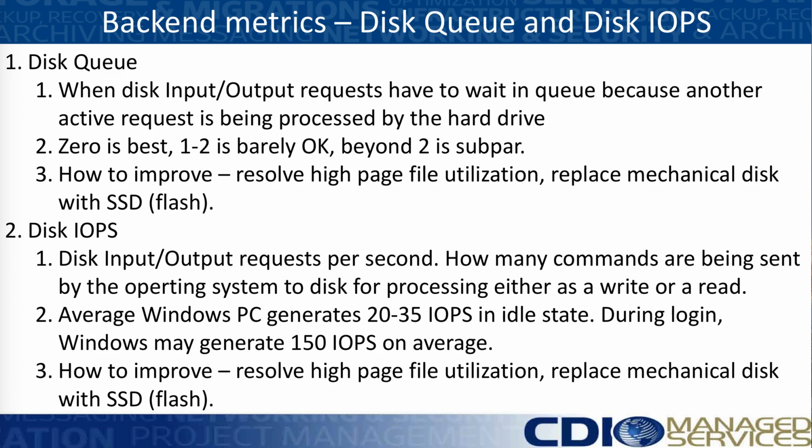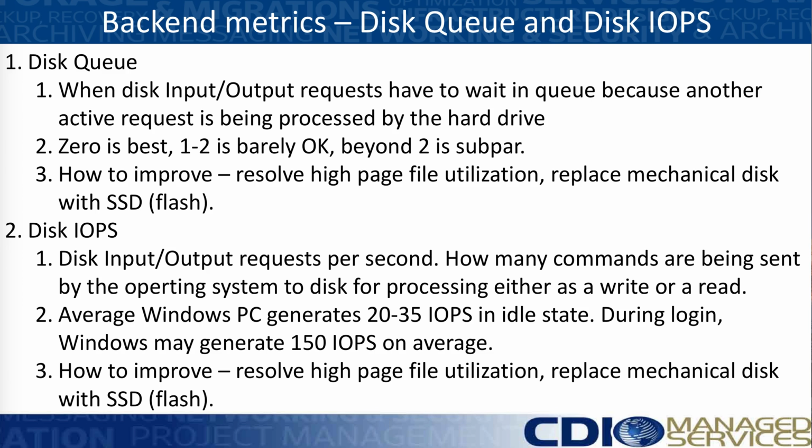Disk queue and disk IOPS. So disk queue is the most important storage metric for performance. Why is that? Just like in the CPU queue, when you have disk input output requests, which are basically commands, like write me letter E to this Word file, or write me letter A to the Word file, that's an I/O, right? And that would be a write I/O.